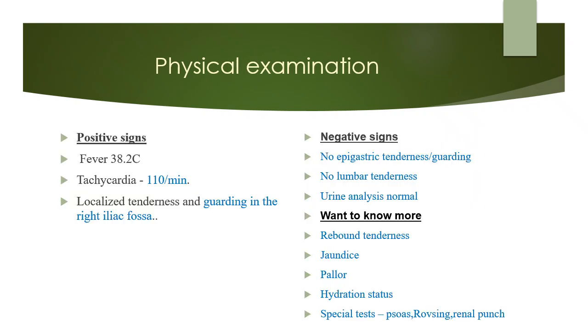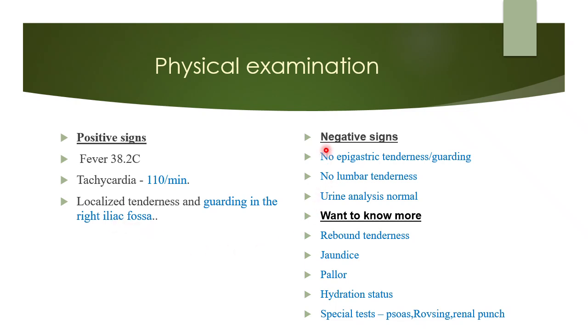Again, we summarize his physical findings or physical signs under these three categories. First, the positive signs. He is febrile with a temperature of 37.8, tachycardia 110 per minute, and there's localized tenderness and guarding in the right iliac fossa. So these were the positive signs that you get from the physical examination.